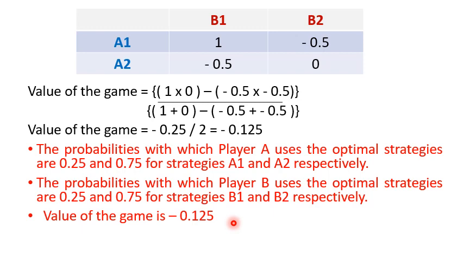So can we reduce a higher order matrix problem, say a 3 into 3 or a 4 into 4 or a 5 into 5 matrix problem, where A has 5 strategies and B has 5 strategies, to a 2 into 2 matrix, so that this analytical or arithmetic method can be applied to it? So in the next session, we will be discussing the dominance rule, or the principles of dominance in game theory.